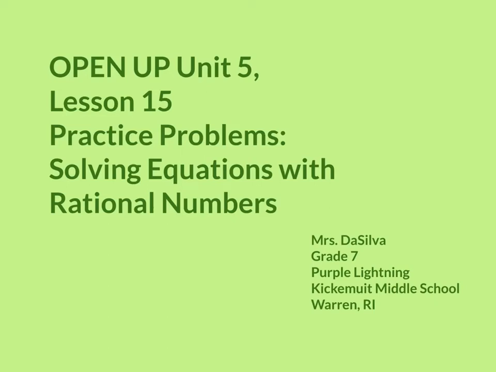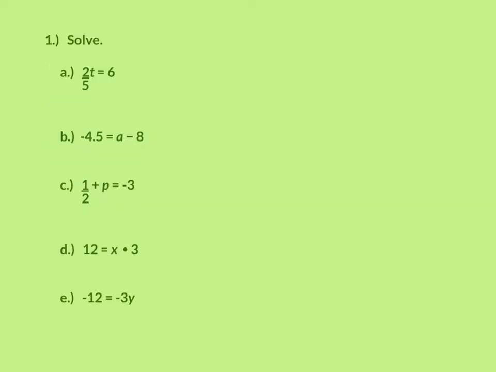Okay, so our next set of practice problems, we're going to be solving equations using those rational numbers. Okay, so we're told to solve these, which basically means that we're being asked to get the variable by itself. And we've been doing these for a while, so this should be easy to do. You'll know that we always go to the opposite.